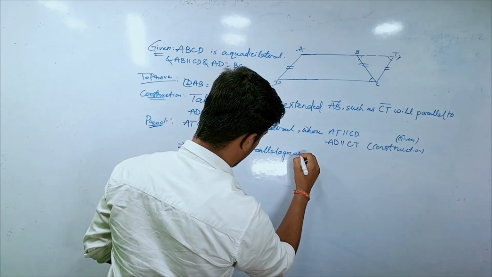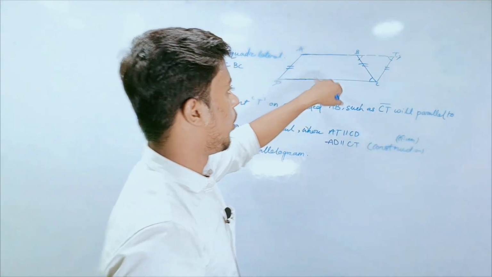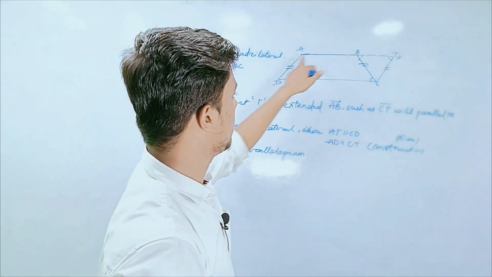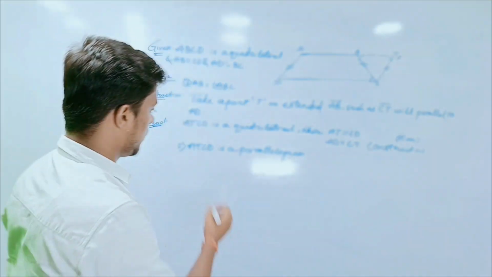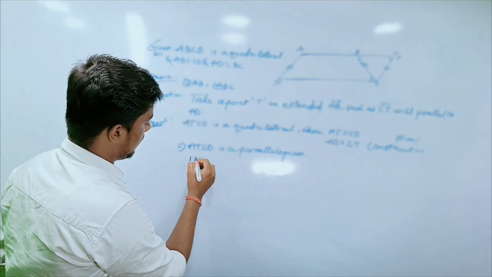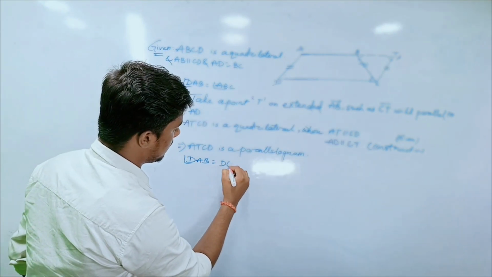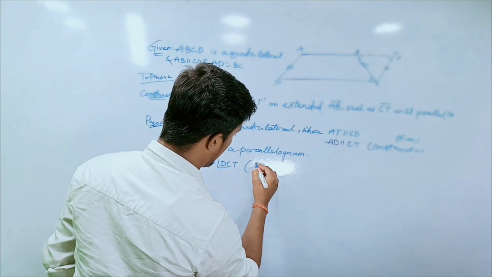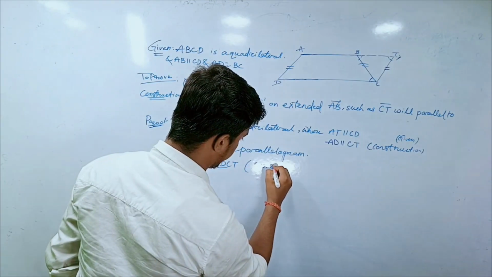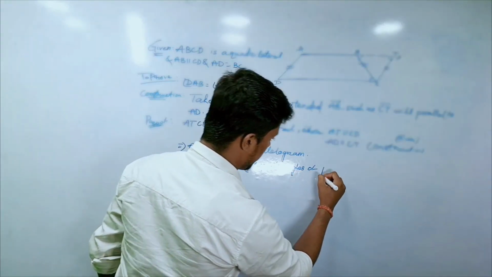Now you need that in a parallelogram, opposite angles are equal. That is your BAD and DCT equal. This is your first data. You will write that angle DAB equals angle DCT. In bracket you will write: opposite angles of a parallelogram.